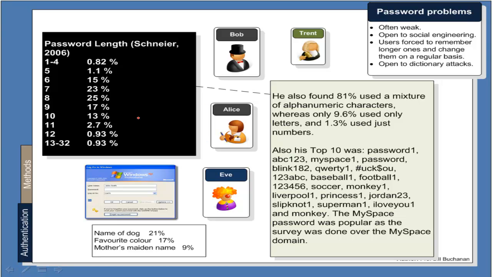The length of the password is obviously important, as the longer the password, the more difficult it is likely to be able to guess it through a dictionary attack. You can see here that Snyder did a survey in 2006 and found that password size was between 6 and 9 digits, which is seen to be fairly weak from the point of view of a dictionary attack, and stronger passwords were virtually unknown. We can see here that passwords can often be guessed, in that many users use the name of the dog or a favourite colour, the mother's maiden name, and so on.